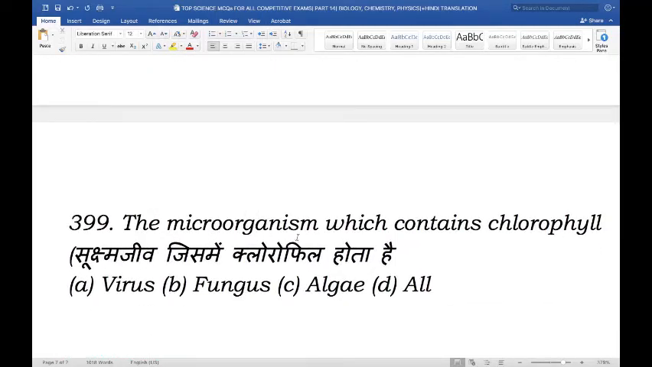Next, the microorganism which contains chlorophyll. So out of these options, which contains chlorophyll? Is it virus, fungus, algae, or all of these options? And the right answer would be algae. Fungi lack chlorophyll, therefore they are heterotrophic in nature. And similarly, viruses do not contain chlorophyll, leaving algae. However, chlorophyll is found in a few types of algae, so the right answer would be algae.